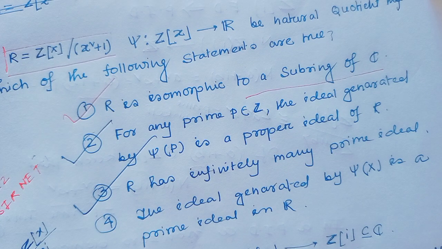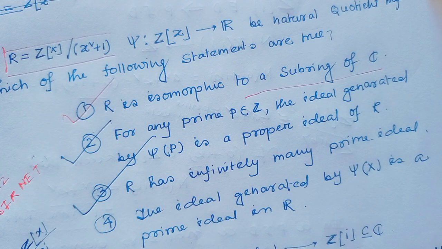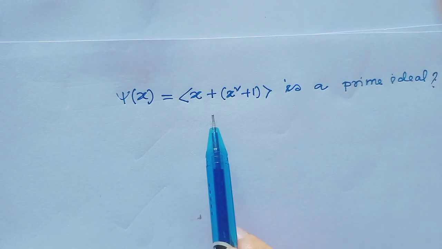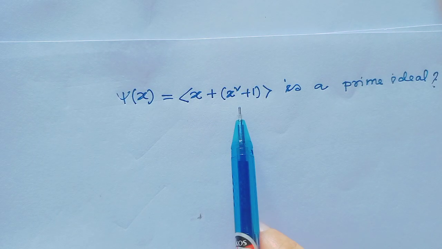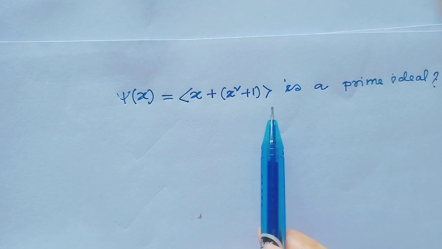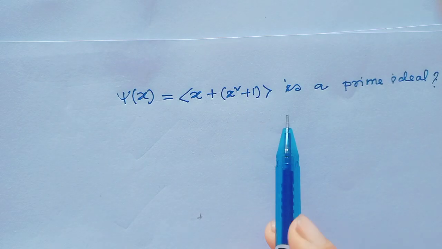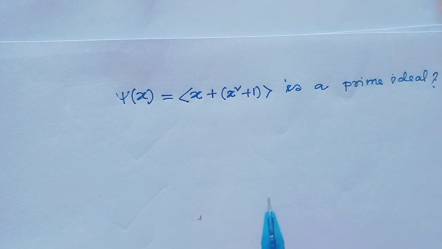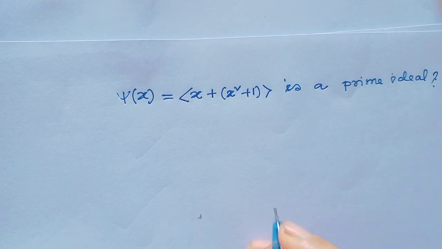Option 4, the ideal generated by psi x is a prime ideal. Psi x equals x plus the ideal generated by x square plus 1. Is it a prime ideal? We have to prove that it is at first a proper ideal. Suppose this is not a proper ideal.